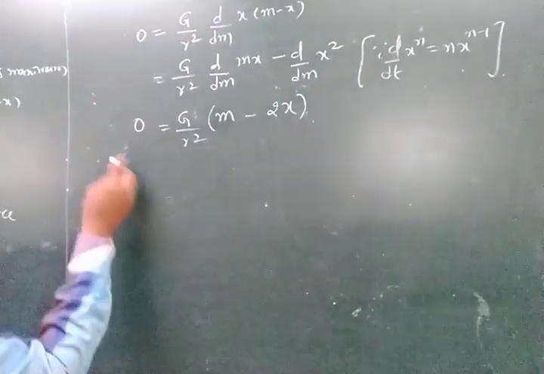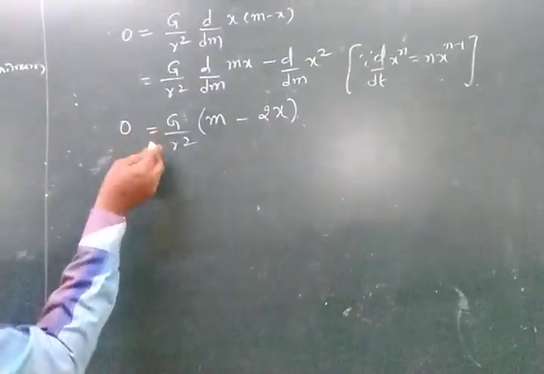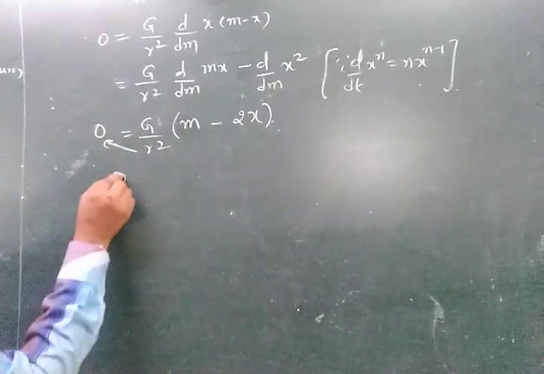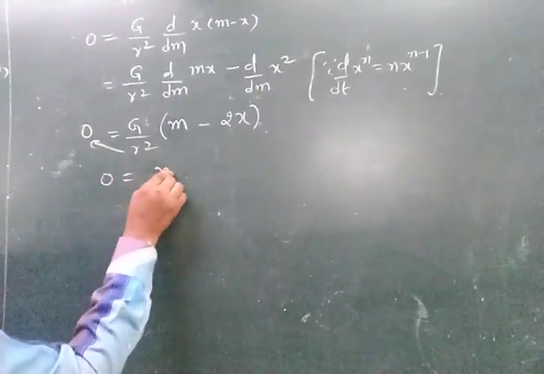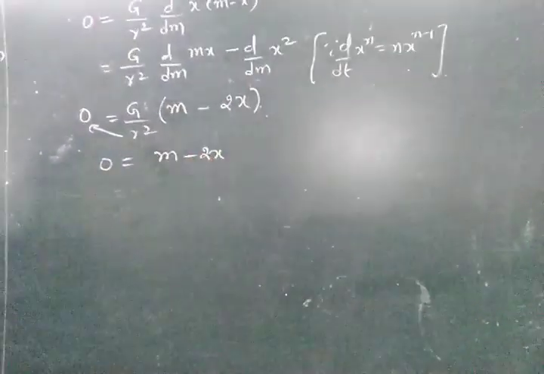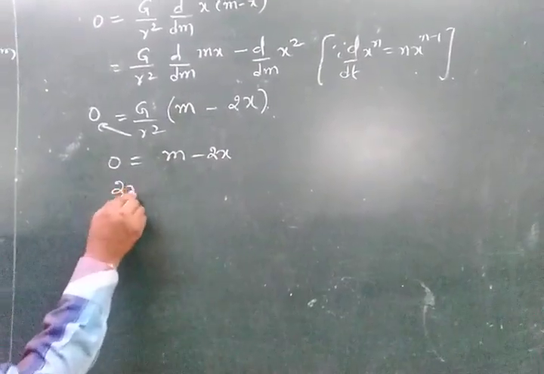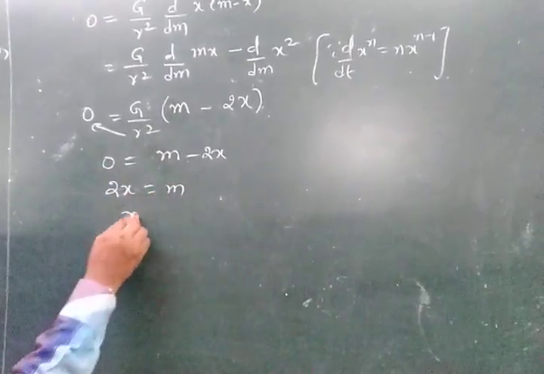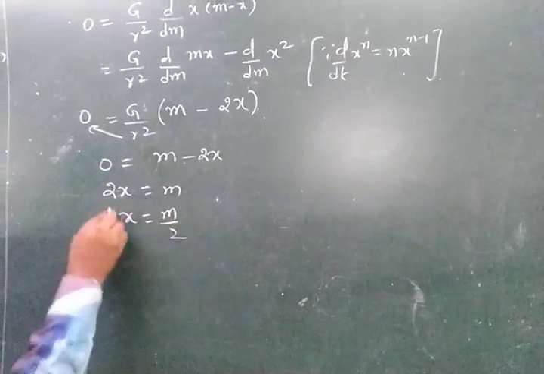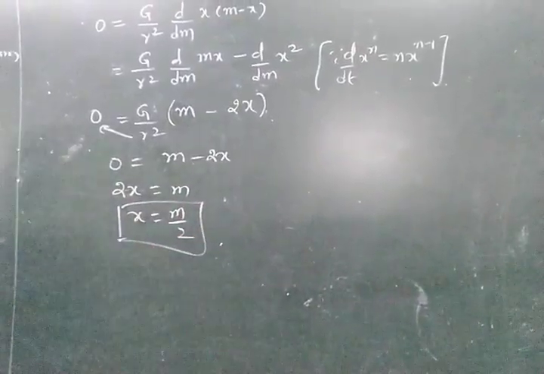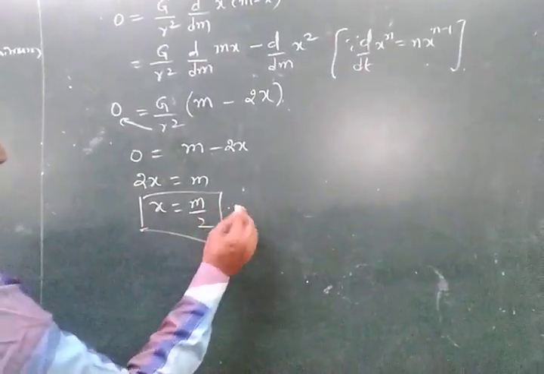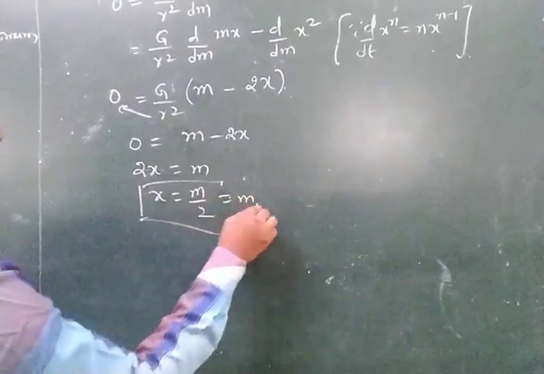Take the cross multiplication: 0 into r square is 0, and G by something is 0. So 0 is equal to M minus 2x. Taking minus 2x to this side, 2x is equal to M, and x is equal to M by 2. So x is equal to M by 2, that is m1.